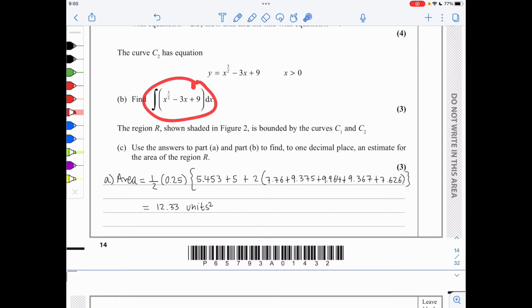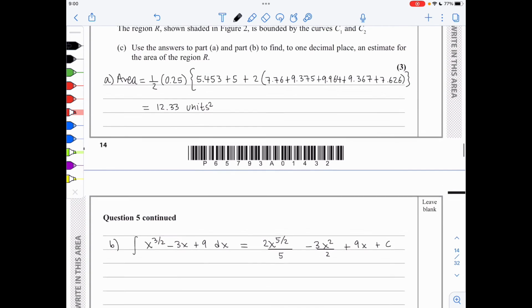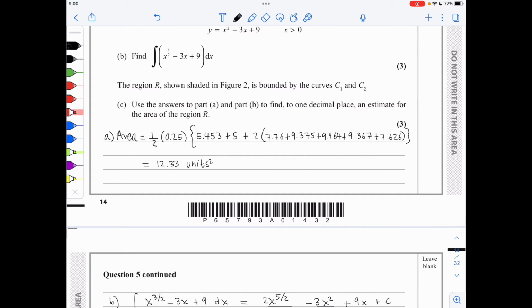Part B, we need to find this integral. Notice that we have no limits, so we need to put a + C at the end. So the integral of x^(3/2) − 3x + 9 dx is x^(5/2), we increase the power by 1, divide by the new power, over 5/2, minus 3x²/2 plus 9x plus c.